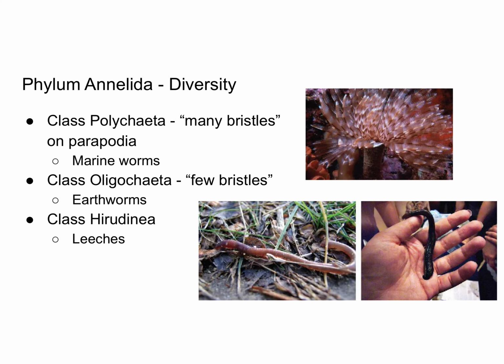Annelids come in a couple of different varieties. So one class is called class Polychaeta, which means many bristles on the parapodia. And these are marine worms, and these are going to be your filter feeders. And so those feathery-like appendages are what capture their food. Class Oligochaeta means few bristles, and those are going to be the earthworms. So I should go back and say poly means many. Oligo means some or few.